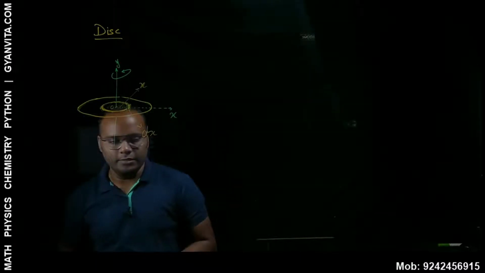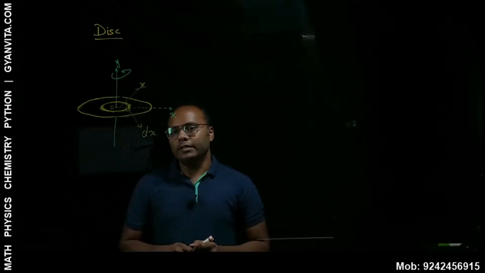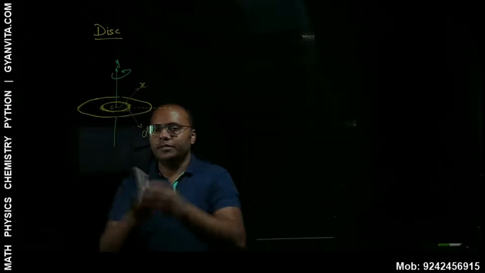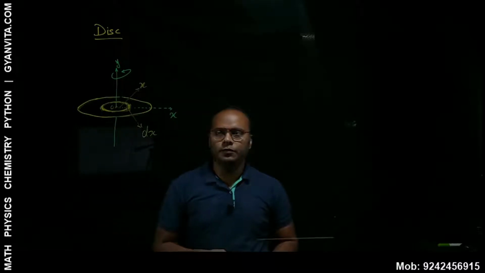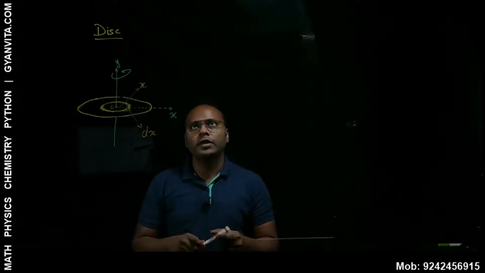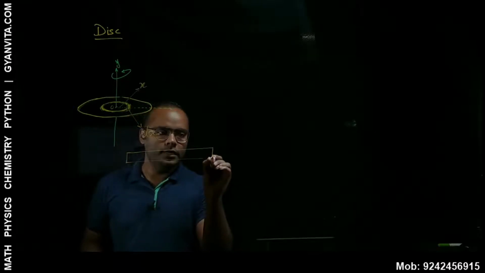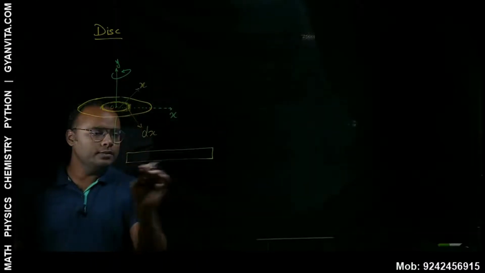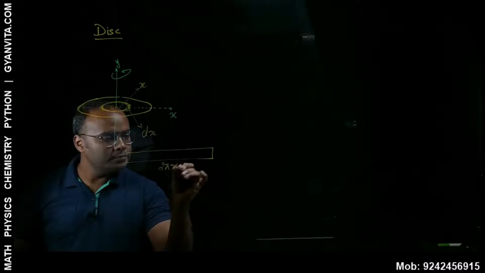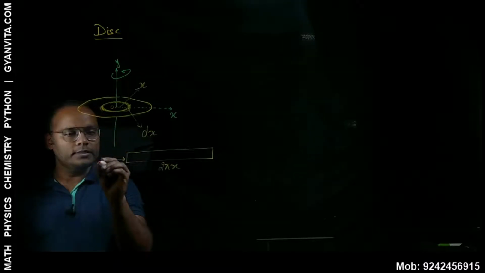Now if you open up this small portion of the disk which we are discussing here, you will see that it is nothing but a rectangular area like this, whose length is 2 pi x, and whose thickness is dx.